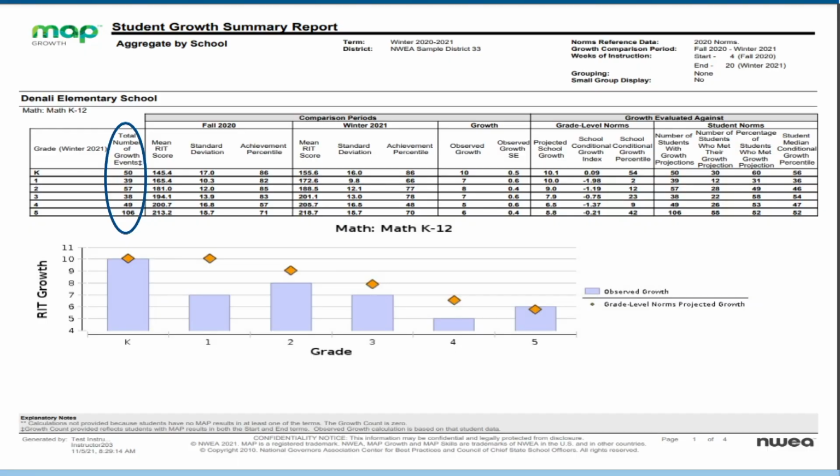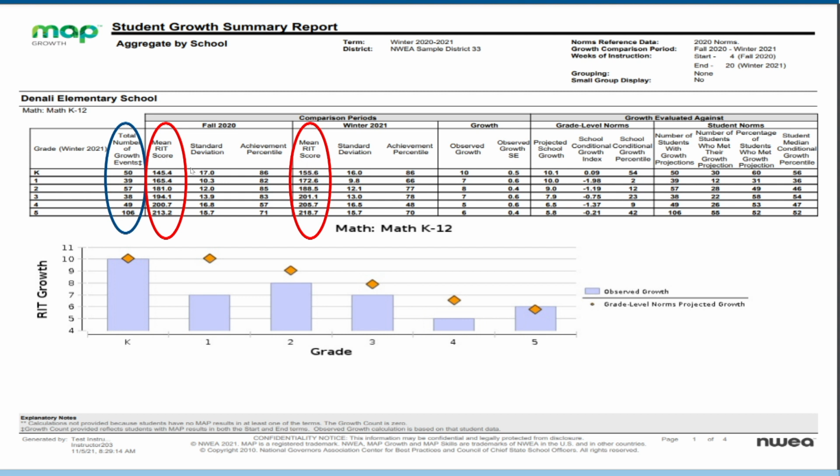It begins by showing the total number of students who tested in that period of time. So we can see by grade level the number of students that were tested. Next, we see in red here the mean Writ score by grade level over those comparison periods. So we see their fall Writ scores compared to their winter Writ scores.